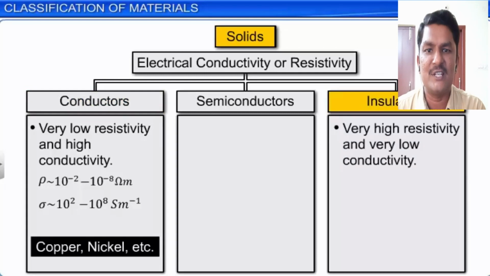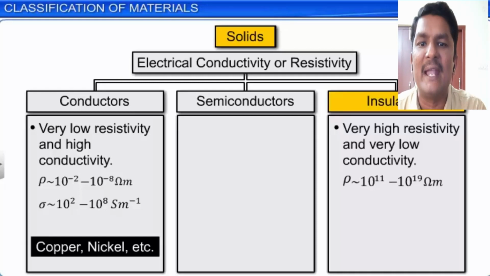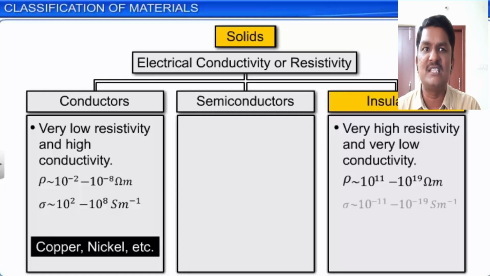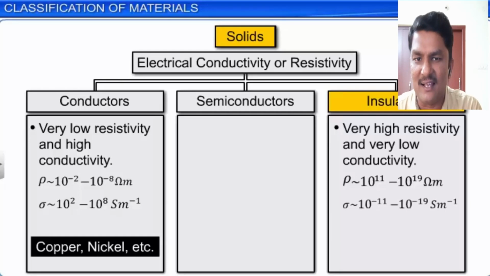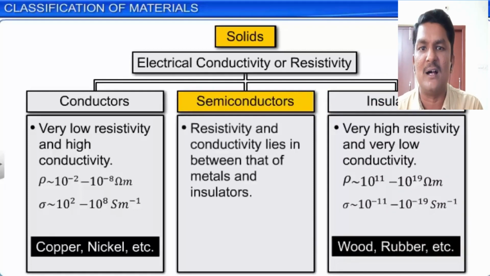Insulators: substances which do not allow electric current through them are called insulators. These substances have very high resistivity and low conductivity, and resistivity is in the order of 10 power 11 to 10 power 19 ohm meter, and conductivity is in the order of 10 power minus 11 to 10 power minus 19 Siemens meter inverse. Examples of insulators are wood or rubber.